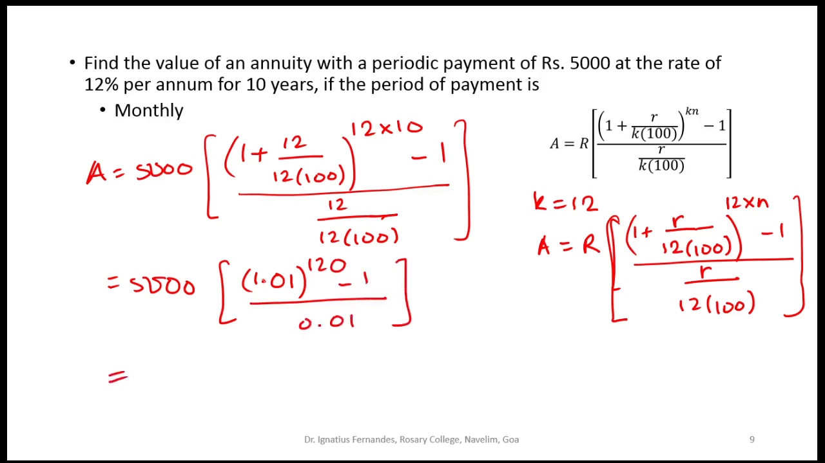So I use a calculator in finding 1.01 raised to 120 and then subtract 1 and then divide by 0.01, and that I multiply with this 5,000. What I get is 11,50,193.45. So the amount after 10 years, if you are paying 5,000 every month at 12% per annum, then the total amount after 10 years is 11,50,193.45.